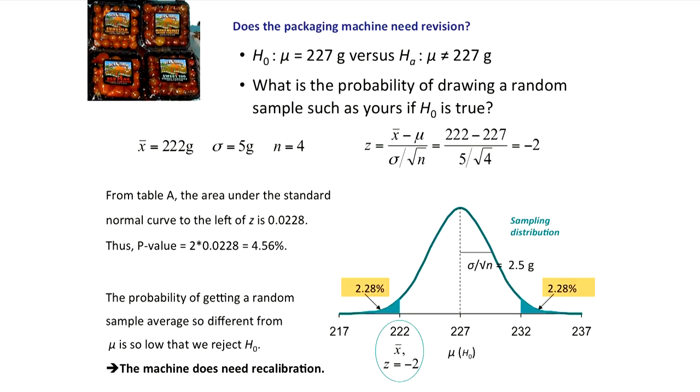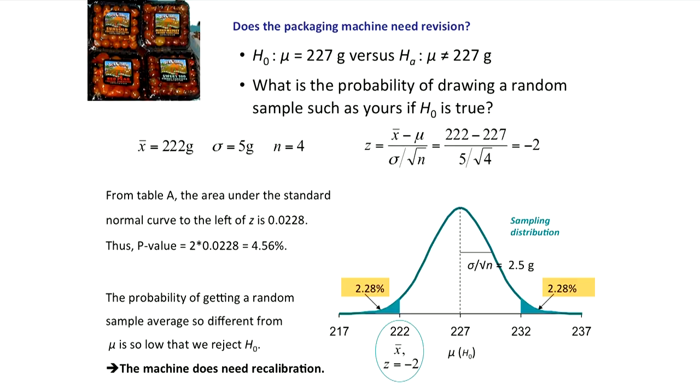So what is the probability, based upon the four packages that we pulled off the line, of getting that result, the 222 grams that we observed as the average of those four packages, just by chance, if the true population mean is 227 grams? Our x bar, our sample mean, is 222 grams. We are assuming that the standard deviation is about 5 grams. And our n, the number of units we took to sample, is 4.